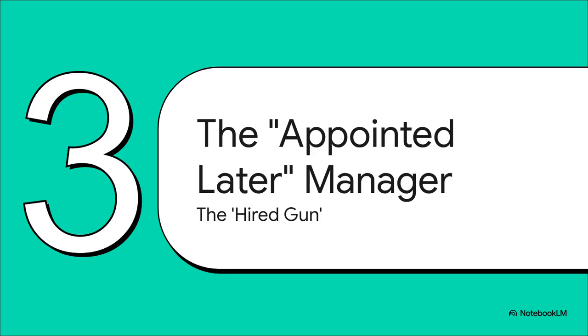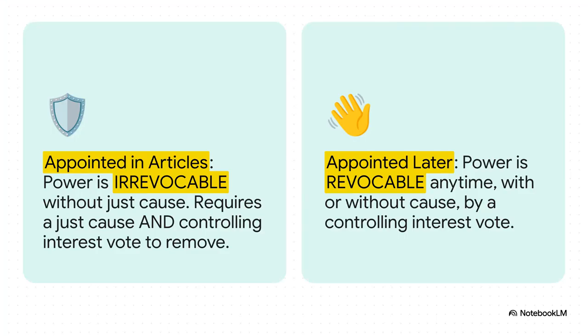Okay, but what about the appointed later manager? This is like hiring a gun after the fight has already started. The partnership's already up and running, and then they decide, hey, maybe we need someone in charge. This changes everything. And here is a major LECPA hack, so listen up. It's all about revoking a manager's power. The manager appointed in the articles, think of them as having plot armor. They are super hard to get rid of. You need a just cause, like they did something really bad, and you need the vote of the partners with the controlling interest. But the manager who was appointed later? No plot armor. They can be fired at any time for any reason or no reason at all. All it takes is that controlling interest vote.